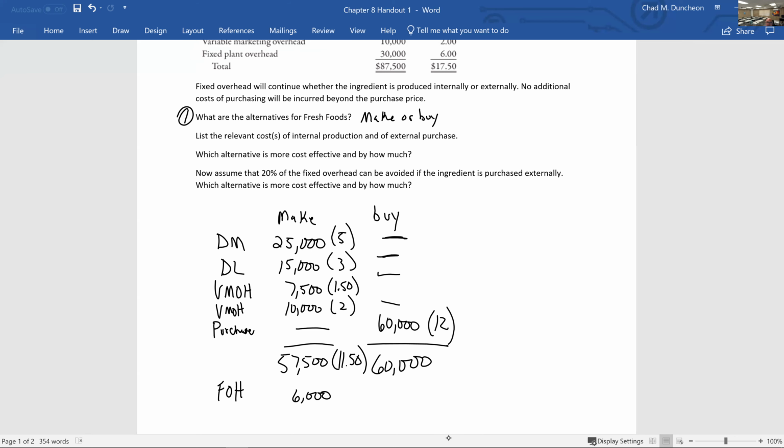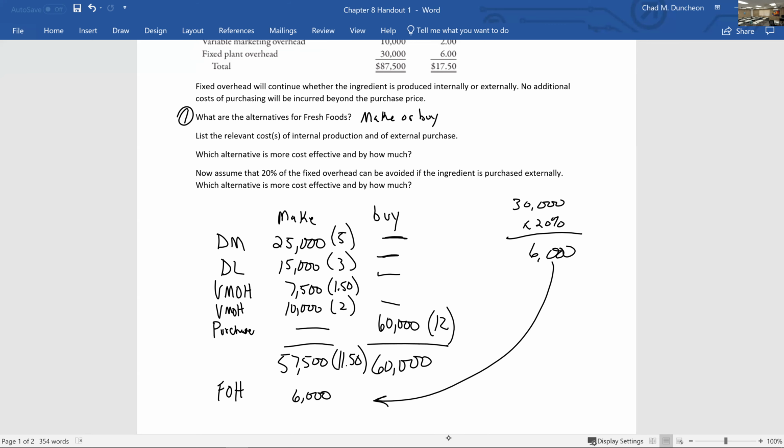I took the 30,000 times 20%, and that's where that 6,000 came from, because for that fixed plant overhead, we said we could avoid 20% of it. So now that 20%, that $6,000, becomes relevant in our decision making.